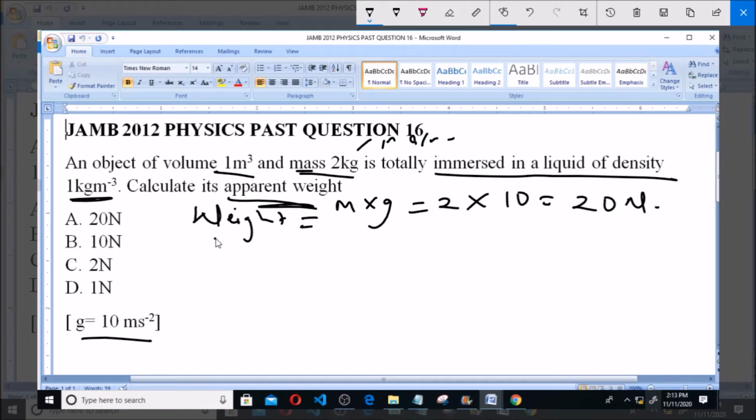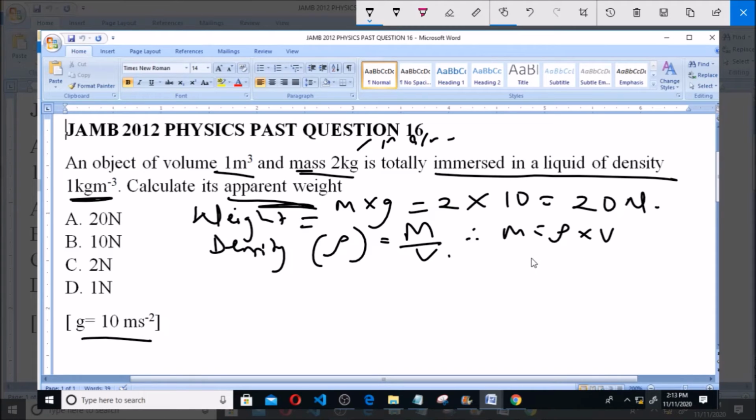Now, the formula for density, which is symbolized by rho, is given as mass over volume. Therefore, mass, of course, is equal to density multiplied by volume. For this, we are given the density of the liquid. So, in order to find the mass of the object in liquid, we multiply the density of that liquid by the volume of the object. So that is 1 multiplied by 1, which is 1 kilogram. So this is the mass in liquid.